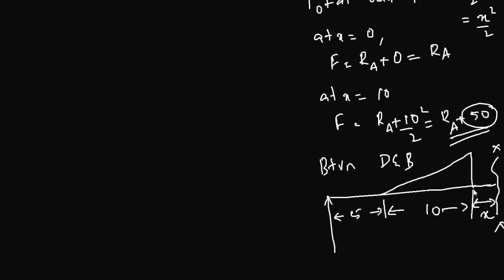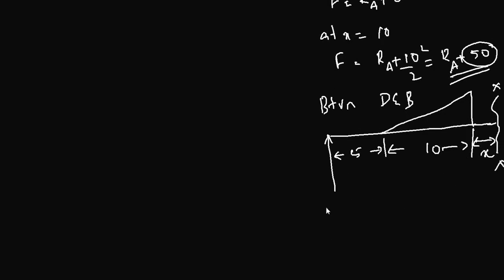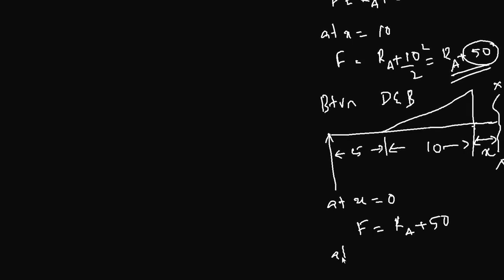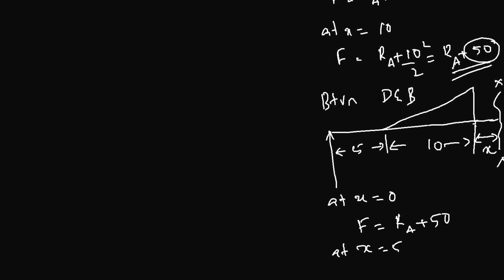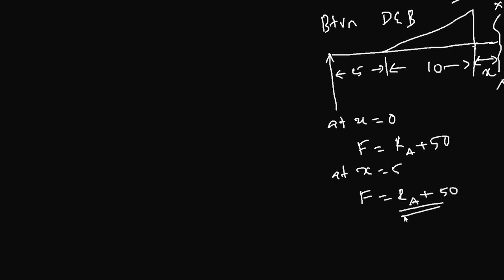So there is no changes between these two forces, so these two places. So at x equal to 0, which is this point, force is this one, which is Ra plus 50, and at x equal to 5, force will be the same because there is no variation.